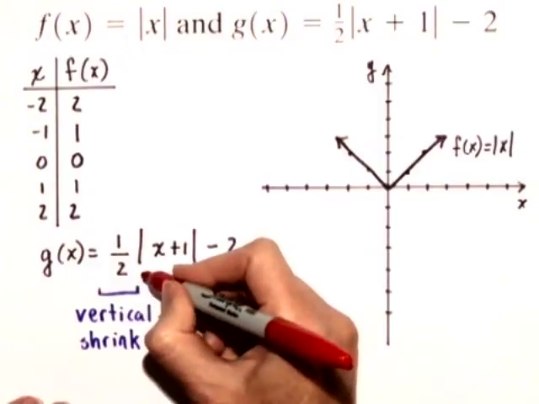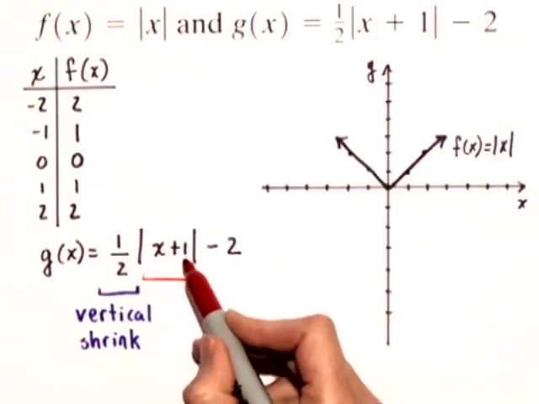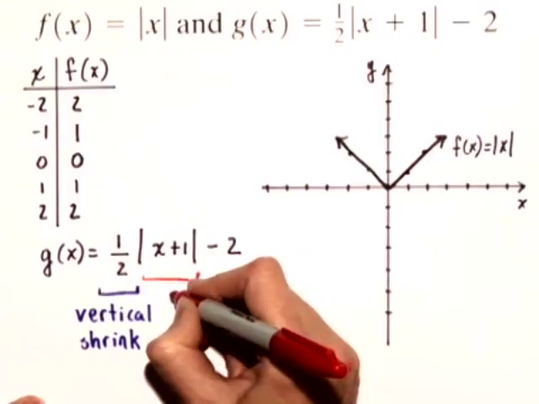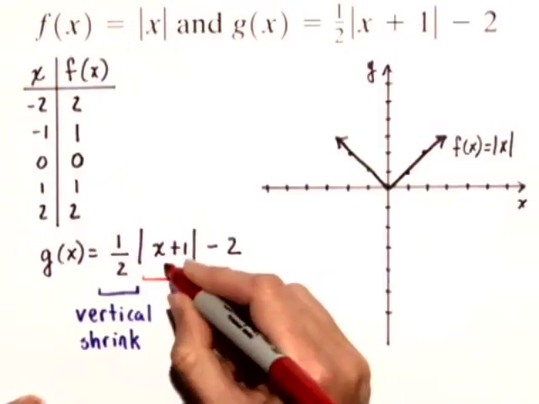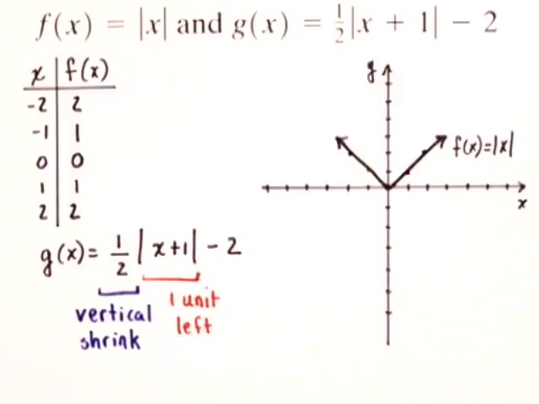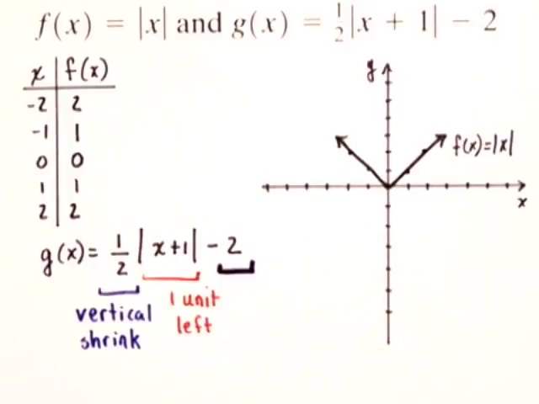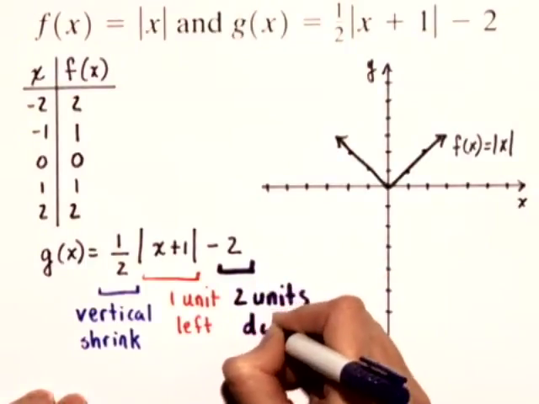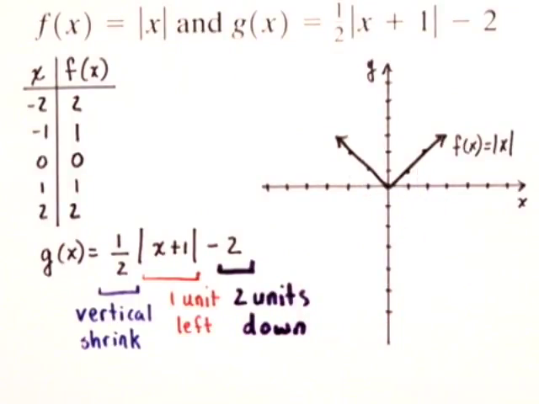Next, in red, I'm going to talk about this horizontal shift. This absolute value of x plus 1 is really a horizontal shift, and it's going to be 1 unit to the left, because x plus 1 indicates 1 unit to the left. And finally, we have the -2 on the end. I'll indicate that in purple. That is a vertical shift of 2 units down. So that'll be 2 units down.